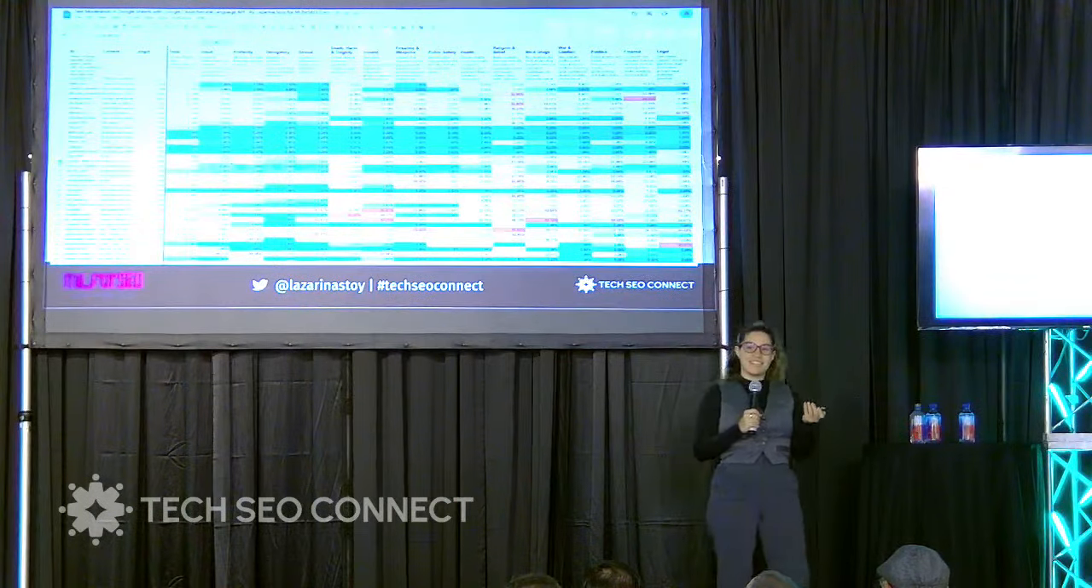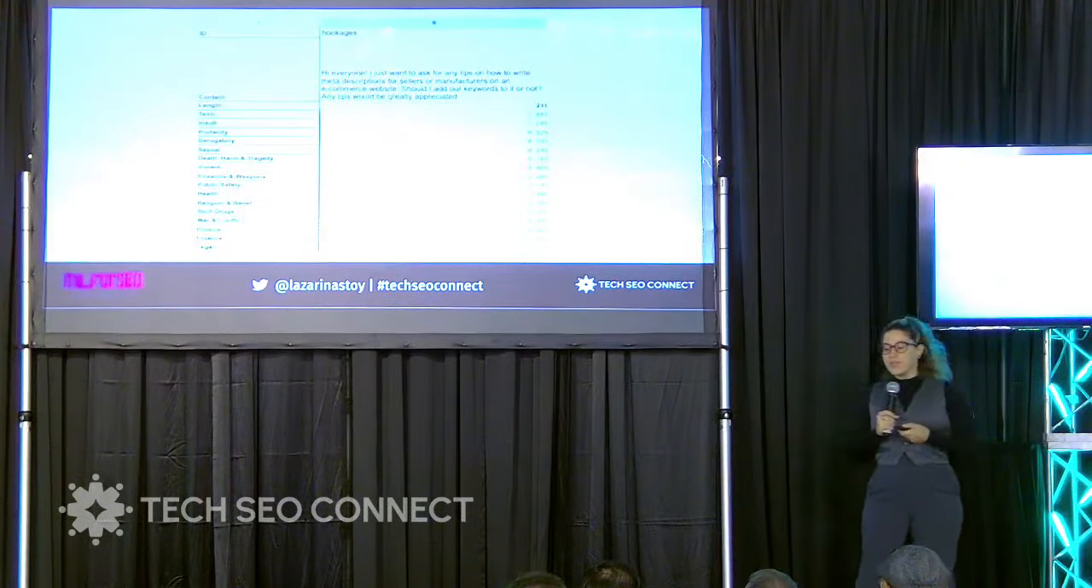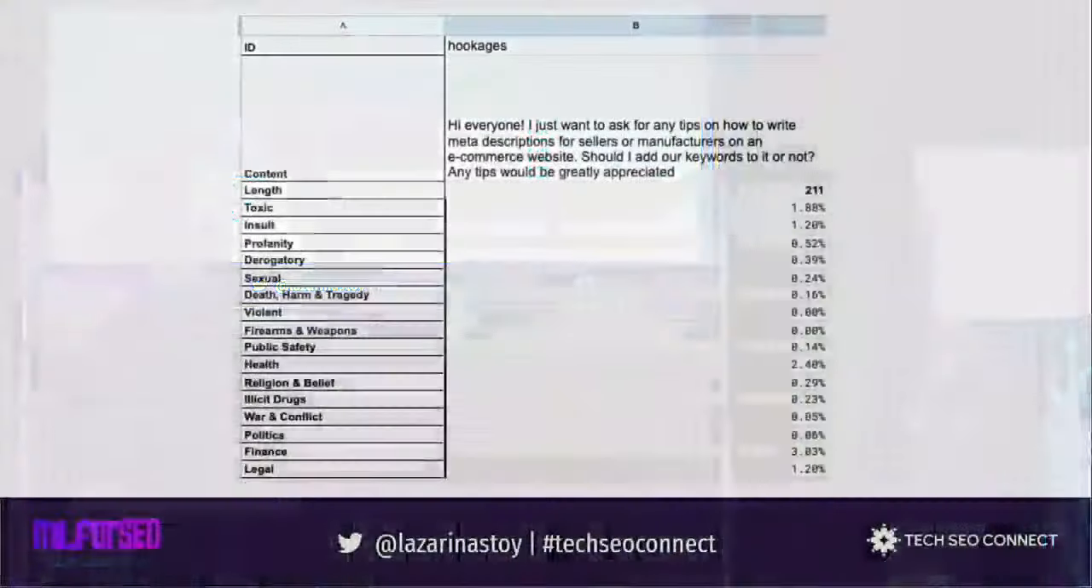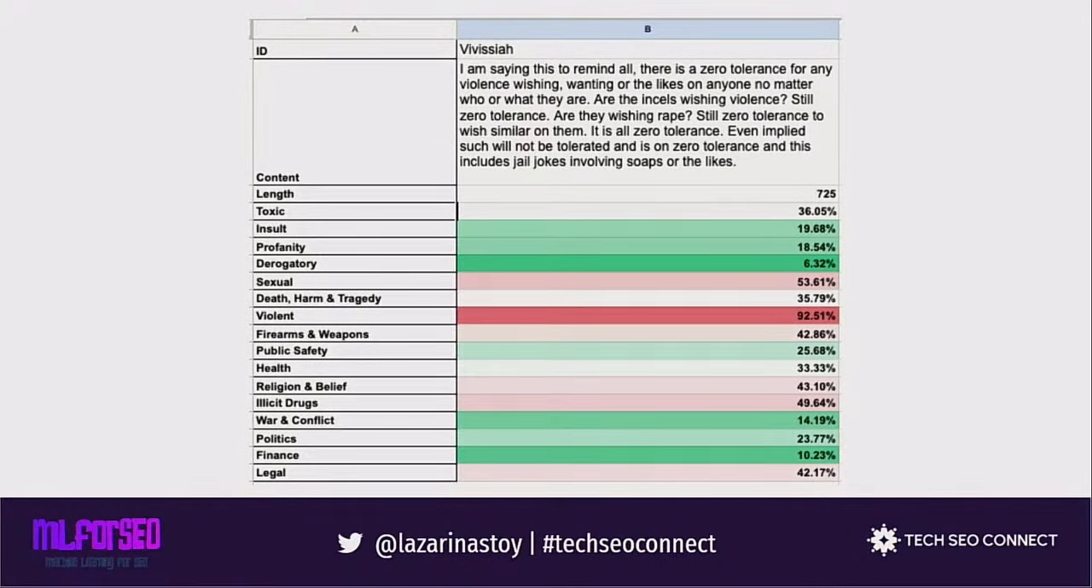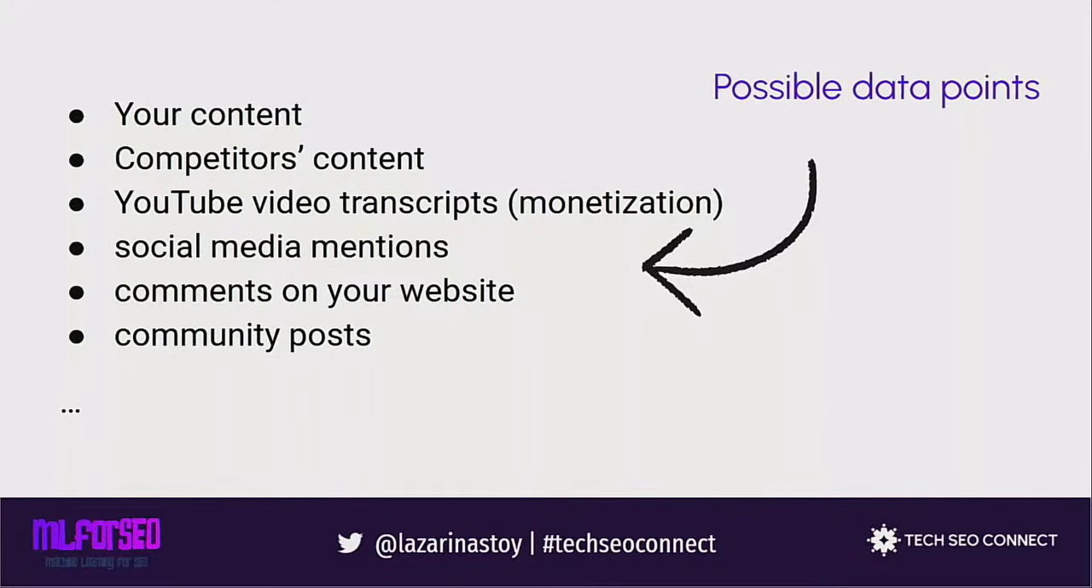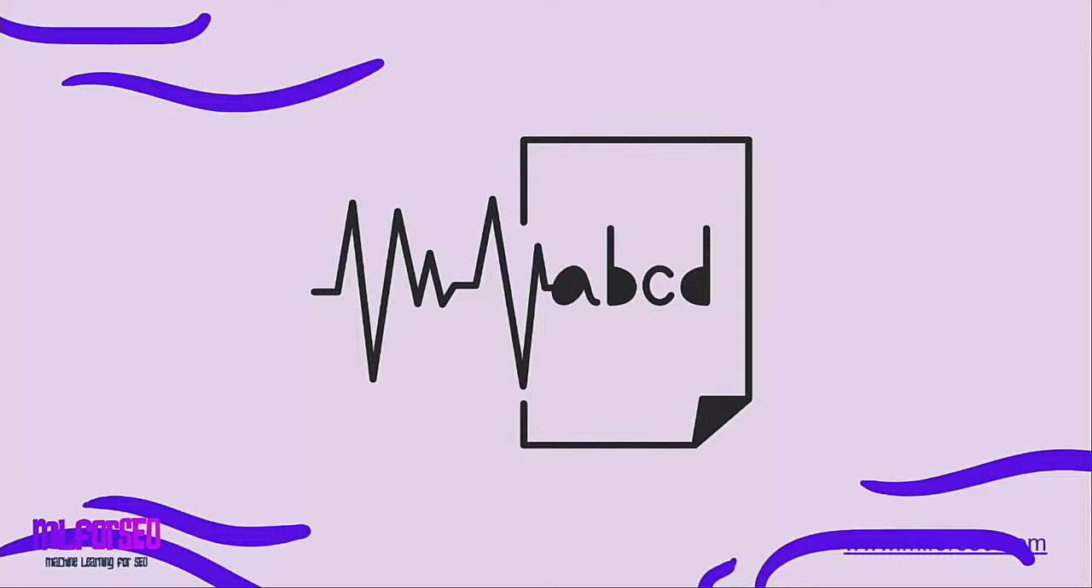And you're actually going to see that they shouldn't be. So I scraped Reddit, actually, to show you how it works. And, of course, there's SEO Reddit, sorry, which is even better. So there's a ton of different opinions there. There's some posts that are fine, some posts that are not fine. So basically, that's how it works, yeah. Not going to spend too much time on this. And the possible data points here are your content, your competitors' content, YouTube video transcripts, again, social media mentions, comments on your website, community posts that you are managing, like forums and things like that, just to make sure that everything is running correctly.